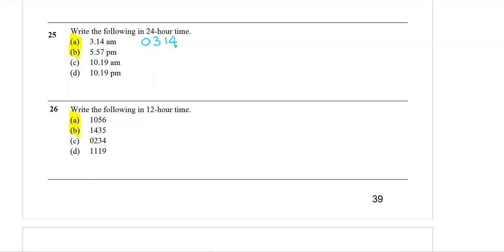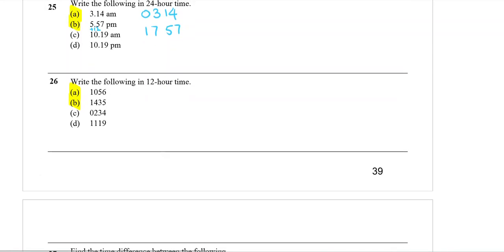But if it is a PM time, you need to add 12 to the 5. So 5 plus 12 is 17, and then the 57 minutes stays there. So it's 17:57. Yeah? No dots.